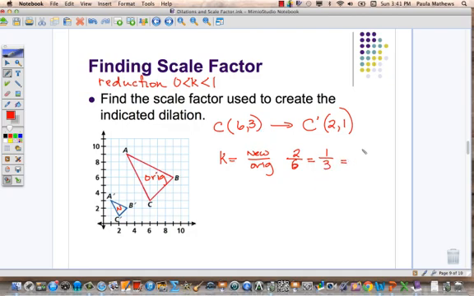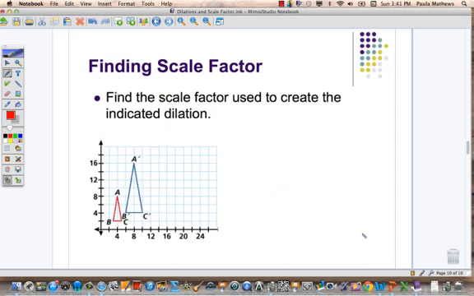Well, in both cases, these have a scale factor of 1/3. So again, scale factor is 1/3. So if I was to look at the algebraic rule, every xy ordered pair went to 1/3 x and 1/3 y.